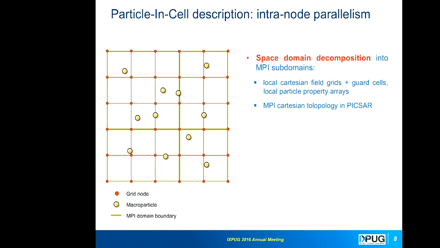Now, before going to the description of the main loop, I just want to speak about the most common parallelization. Usually, PIC codes are decomposed into space subdomains, and each subdomain is handled by one MPI task. Each MPI task has its own local grids and particle property arrays. And in PICSAR, we use the Cartesian topology operator in MPI.